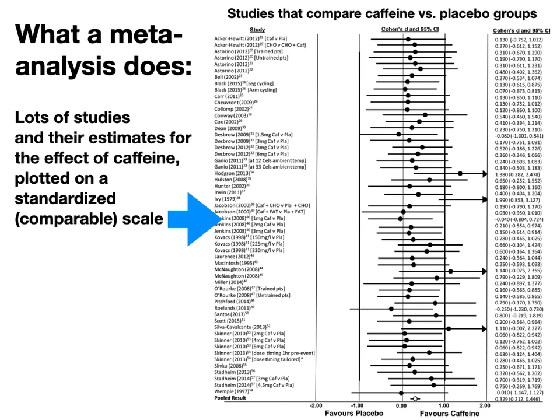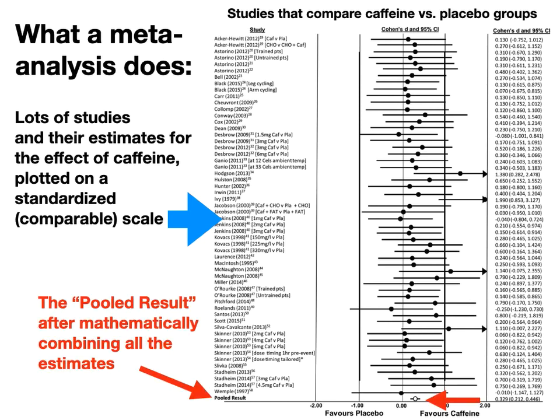So this figure summarizes all those previous studies, and at the very bottom is the meta-analysis, the pooled result. What that does is mathematically combine all of the previous estimates to give a really good idea of the overall effect. And this particular meta-analysis found that on average, caffeine has a slight boosting effect on athletic performance.